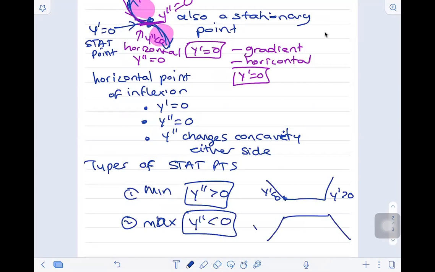If you're going like this, y dash is greater than 0 to the left and y dash is less than 0 to the right, and it is equal to 0 at the stationary point. So this one here is using gradients, and this is using your concavity.